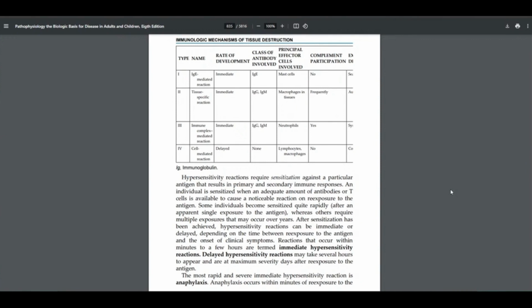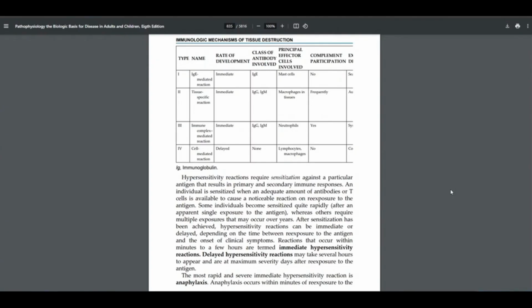Type 3, the immune complex-mediated reaction, is also immediate. Those are our IgG and IgM antibodies. But these affect specifically our neutrophils, and yes, there is a complement participation.